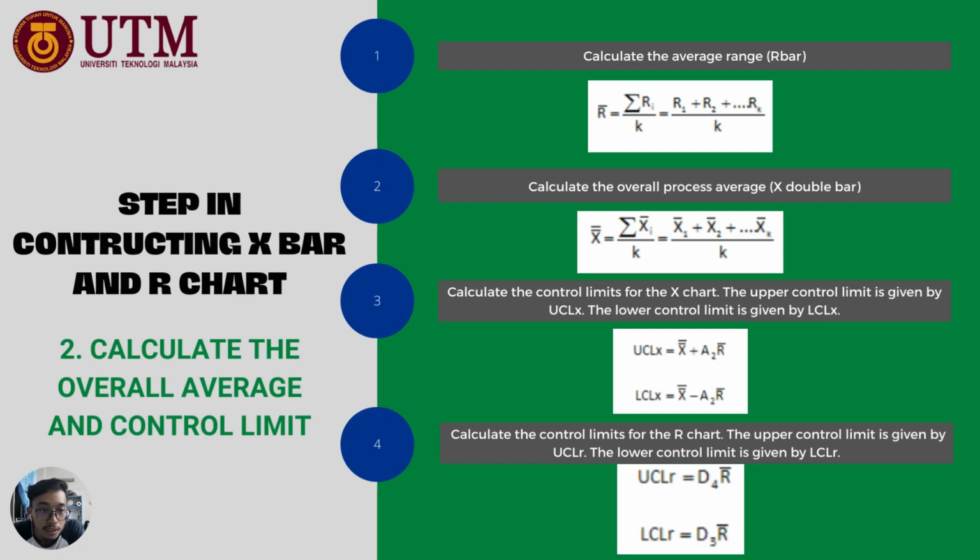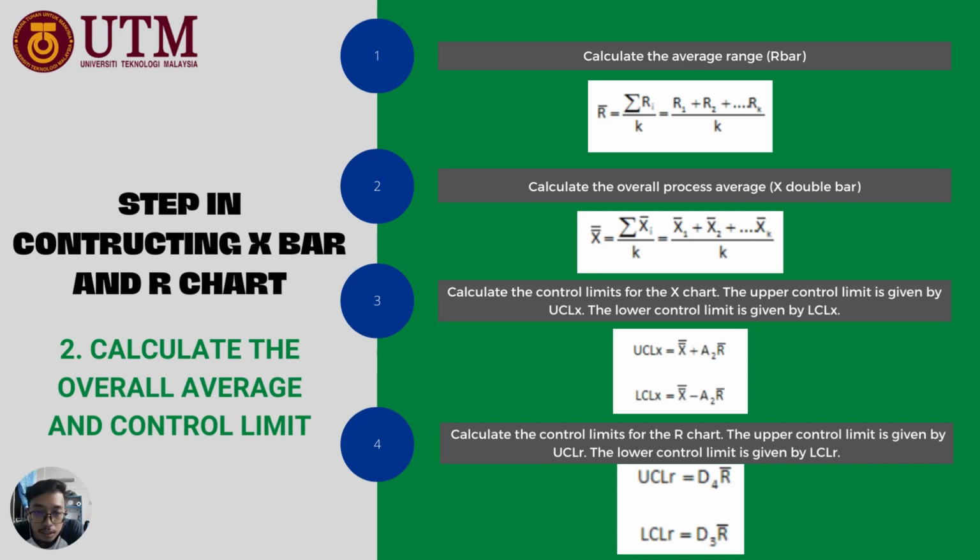The second step is to calculate the overall average and control limits. The first one, calculate the average range, which is R bar. The formula of R bar is equal to the summation of R divided by K, which is the number of subgroups. Number 2, calculate the overall process average, which is X double bar. The formula is the summation of X bar divided by K.